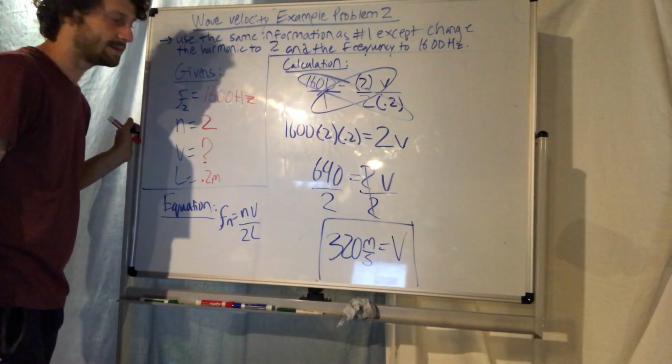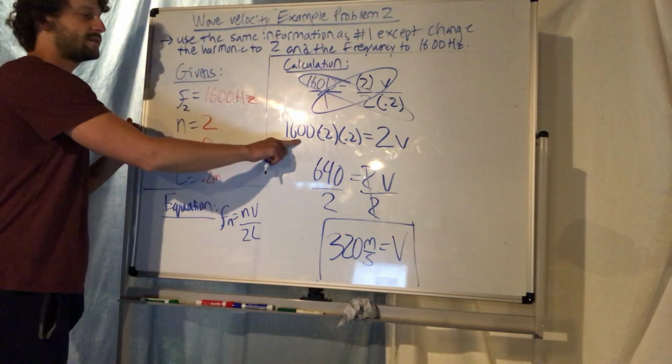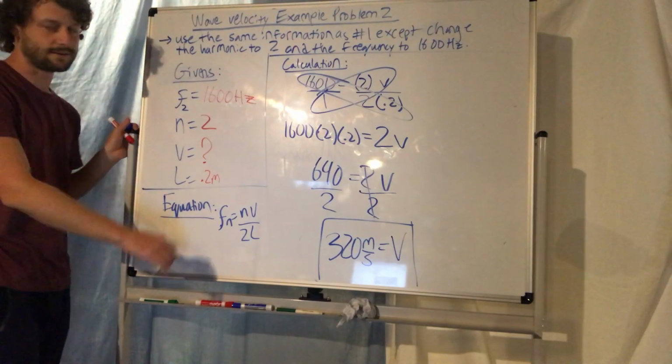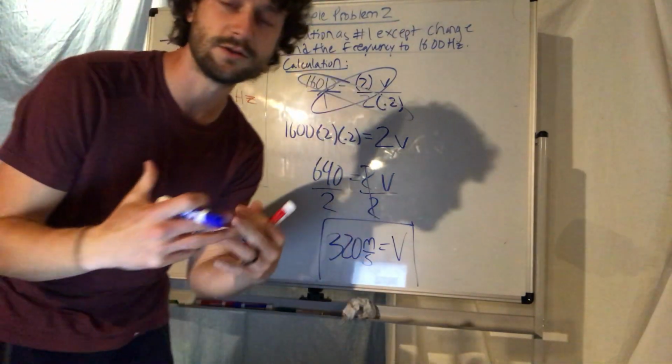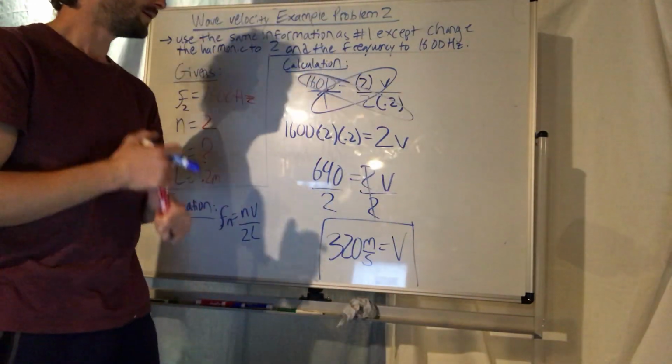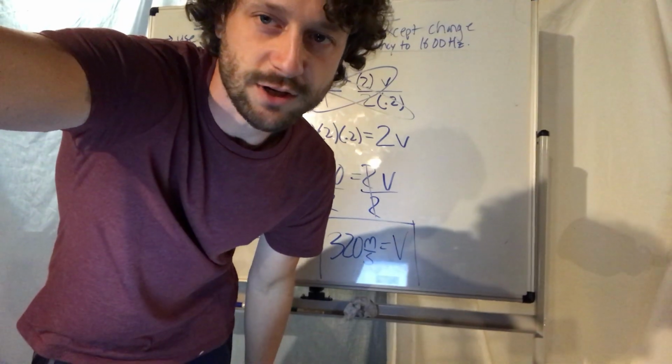The wave velocity does not change if you go to another harmonic, because you get a bigger frequency, but there's a 2 on the other side too. So switching harmonics doesn't change the wave velocity. The only thing that changes the wave velocity is the tension of the string.